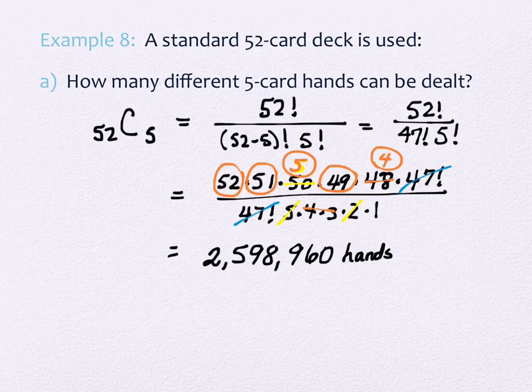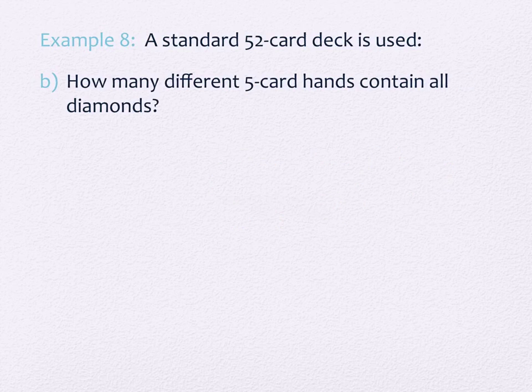There's not as many diamonds, right? How many diamonds are there? 13. Is this a combination or a permutation? It's a combination. The order still doesn't matter, right? I just want them to all be diamonds. So I have 13 to choose from, and how many am I choosing? 5. So this is 13 C 5. This will be a much smaller number, obviously, because I didn't use a 52, I used a 13.